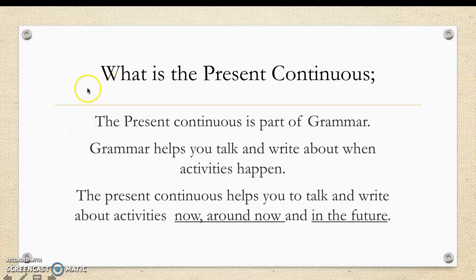What is the present continuous? Well, the present continuous is part of grammar. And grammar helps you to talk and write about when activities happen. The present continuous part of grammar helps you to talk and write about activities now, so you're in class now, around now, so let's say this week or this month, and in the future, so perhaps maybe next year.